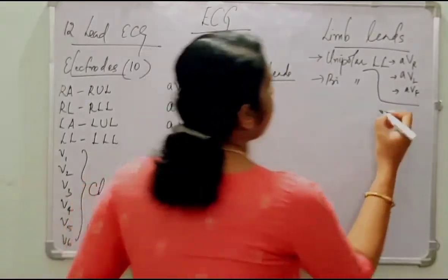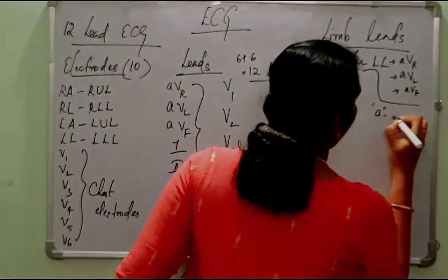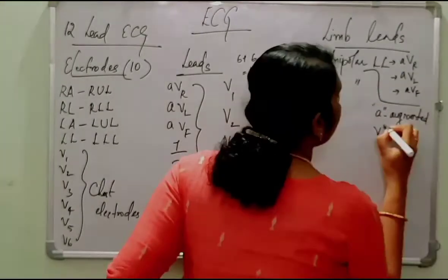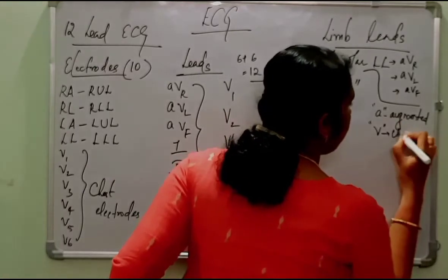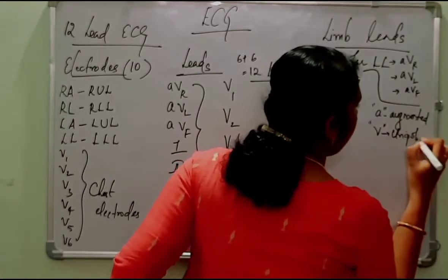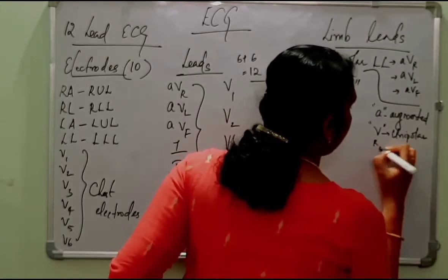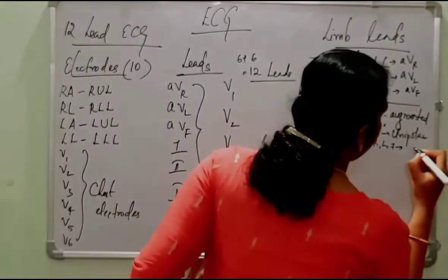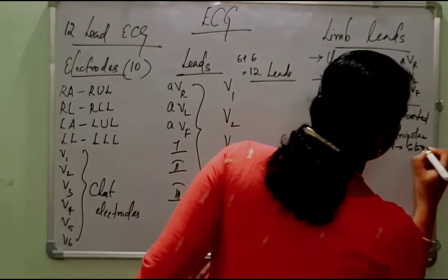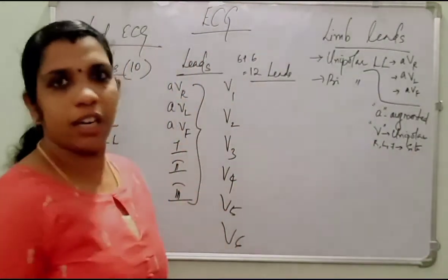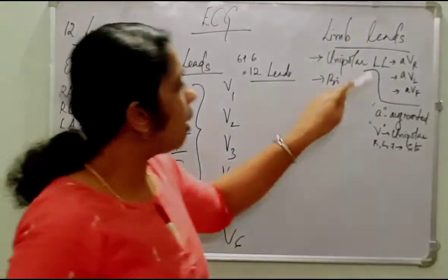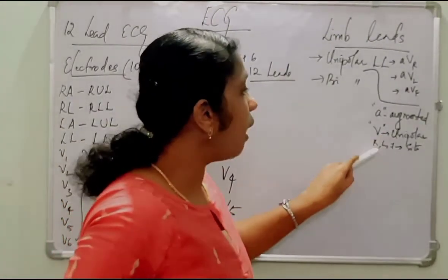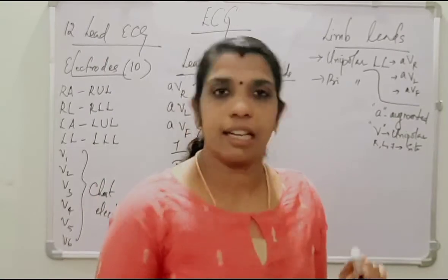Here A stands for augmented, V stands for unipolar, and R, L and F stand for the side which is connected, the side which these leads are recording. You understand? So this is the full form. A stands for augmented, V for unipolar and RLF for the side which is connected.